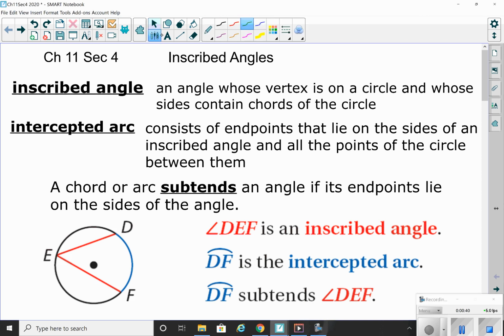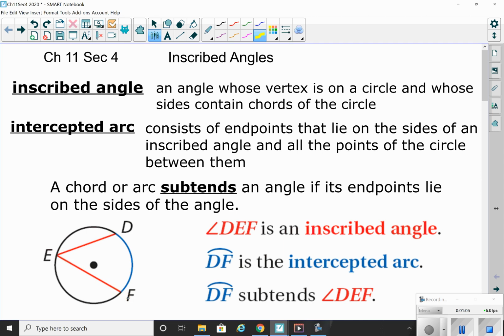So an inscribed angle is an angle whose vertex is on a circle and whose sides contain chords of the circle. Like in my picture, my example here, angle DEF is an inscribed angle because its vertex E is on the circle, and then its sides are chords of the circle, right? So DEF is considered an inscribed angle.